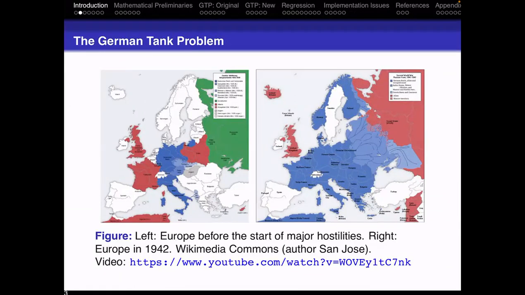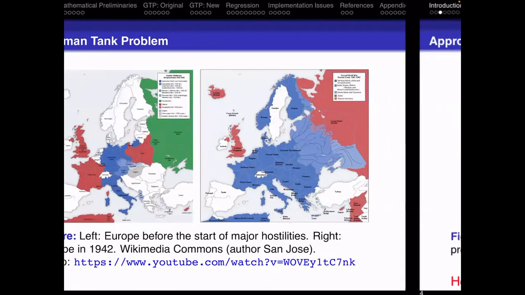So this is a map of Europe at the start of major hostilities. Again, you've got to be extremely careful what you mean when you talk about World War II. It was more than just Europe. There was also the Pacific theater, and the war there started much earlier than the land war in Europe. What you see is in a very short period of time, Germany conquered a tremendous amount of land.